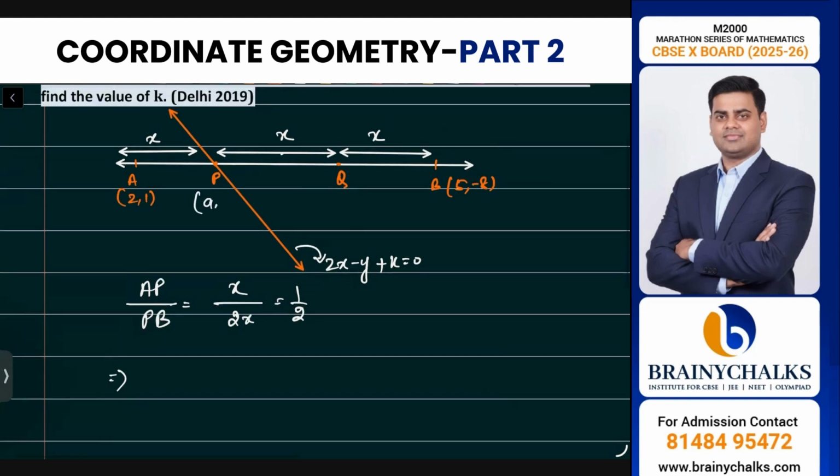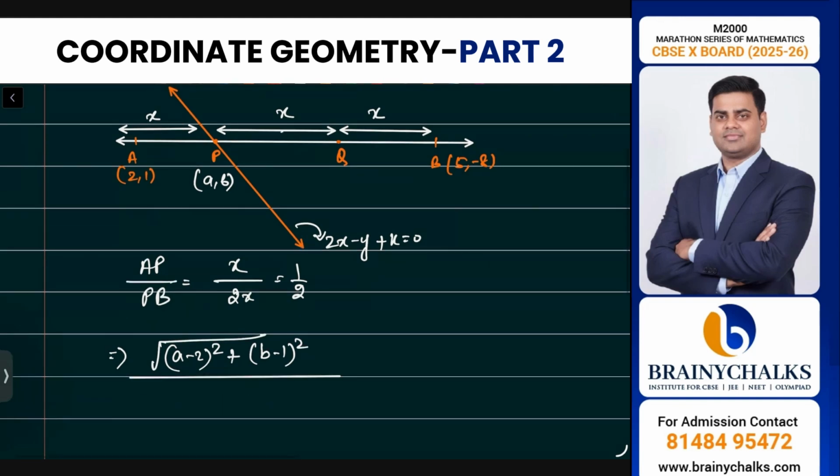Let the coordinates be a, b. So the length of AP will be root under (a minus 2) the whole square plus (b minus 1) the whole square, am I right? Whole divided by root under (5 minus a) the whole square plus (minus 8 minus b) the whole square. That is equal to 1/2.